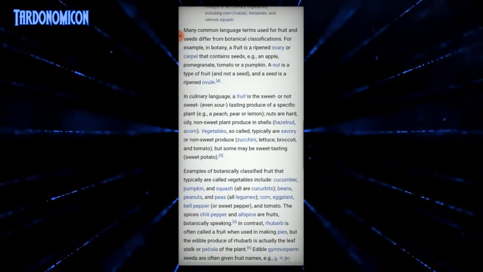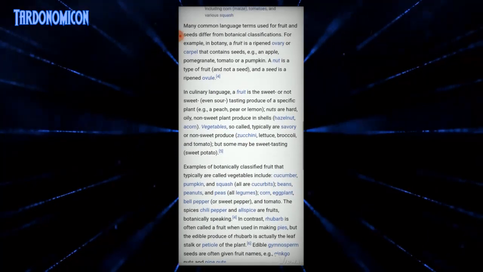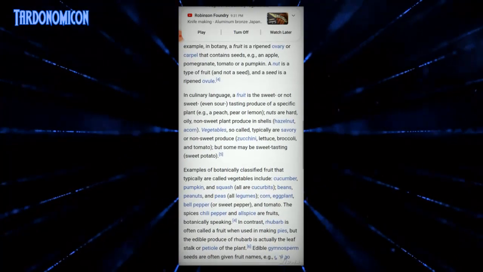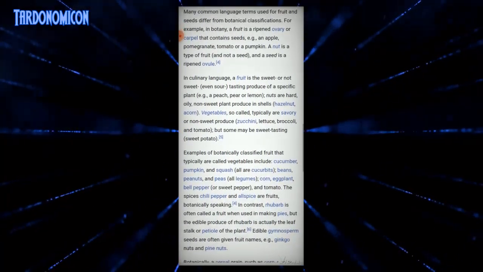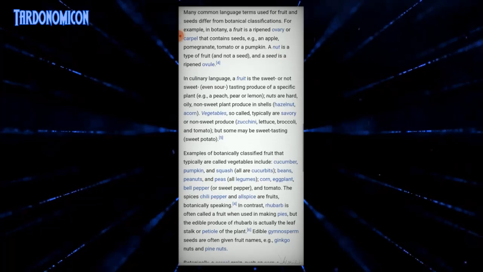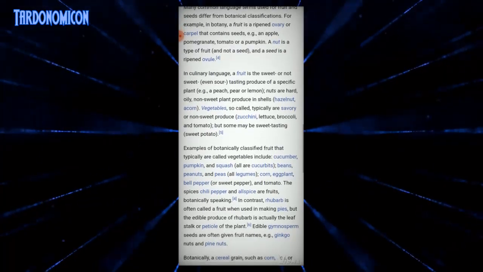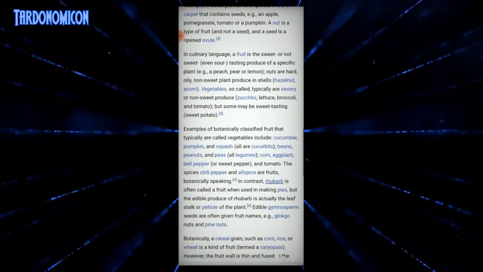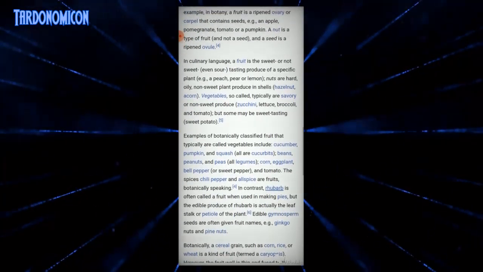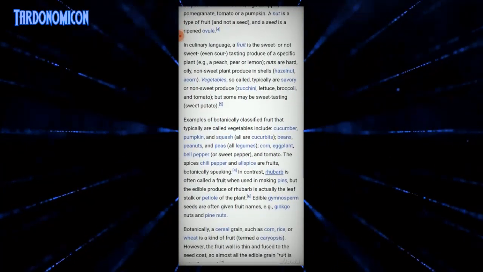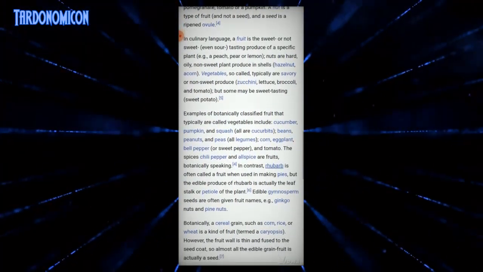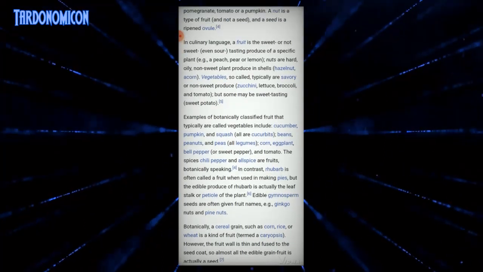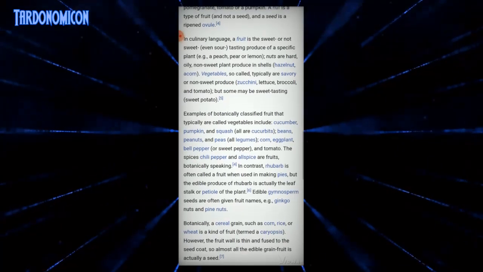Okay, so in culinary language, a fruit is the sweet or not sweet, even sour tasting produce of a specific plant, a peach, pear, or lemon. Nuts are hard, oily, non-sweet, so this is in culinary usage, plant produce in shells, hazelnut, acorn. Okay, vegetables, so-called, typically are savory or not sweet produce. Zucchini, lettuce, broccoli, and tomatoes, however, obviously zucchini and tomato are fruits, technically speaking.